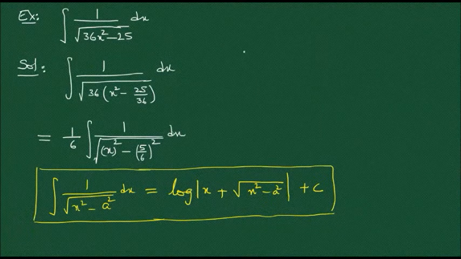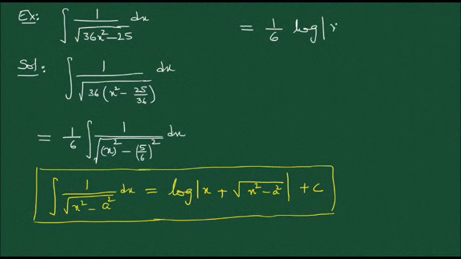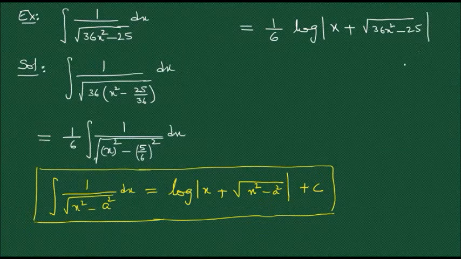So applying the output of the structure, the answer is 1 by 6 log x plus under root of 36 x square minus 25 by 6 is 6x we write plus c. Hope you have understood the problem.